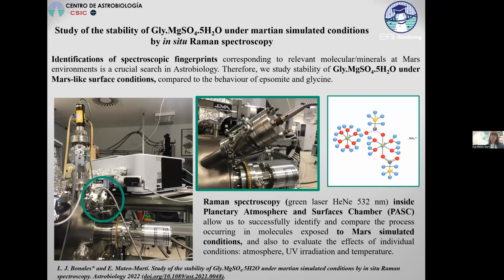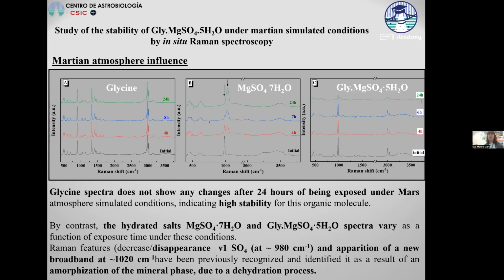But we can also discriminate the different effects of the individual parameters. So that is very relevant to understand what are the critical parameters that are making the change on the molecule. For example, if we expose the system only to the atmosphere, here we were making a comparison between the glycine, the magnesium sulfate, and then the magnesium sulfate with glycine. So for example, we were just applying a Martian atmosphere, meaning 7 millibar of CO2. We were not doing irradiation, we were not doing temperature. So we saw that glycine was showing high stability, whereas the hydrated salt, after a few hours, the Raman spectra was showing the disappearance of the sulfate vibration and also the appearance of a new broad band, meaning the amorphization of the mineral phase due to the dehydration process.